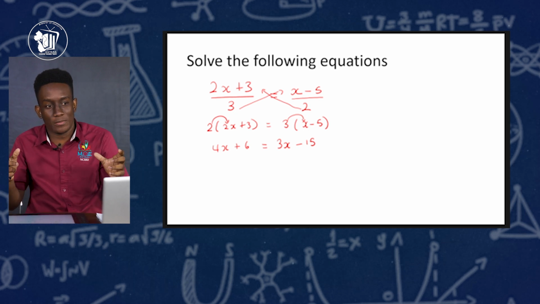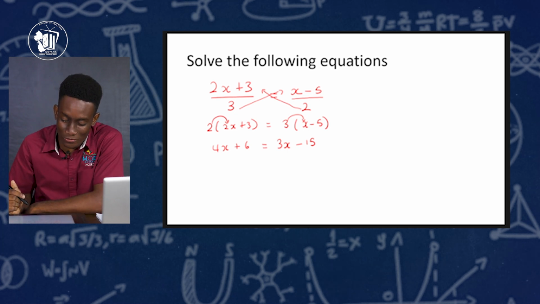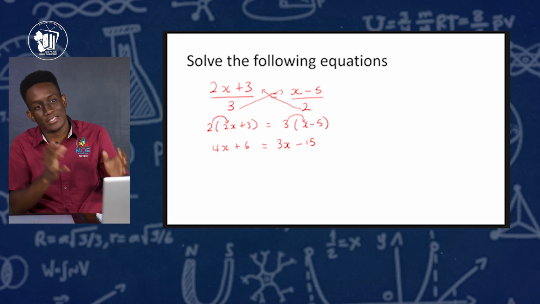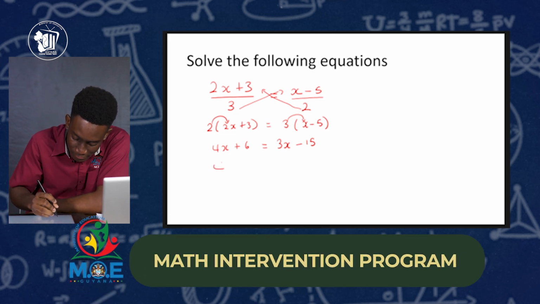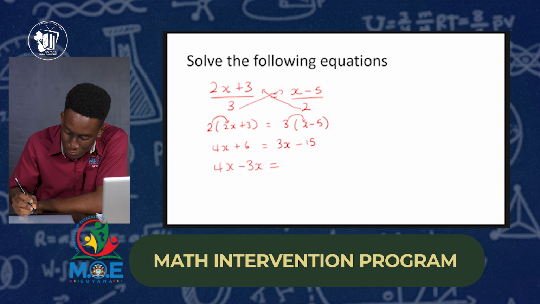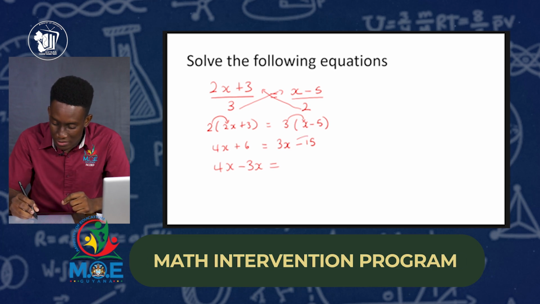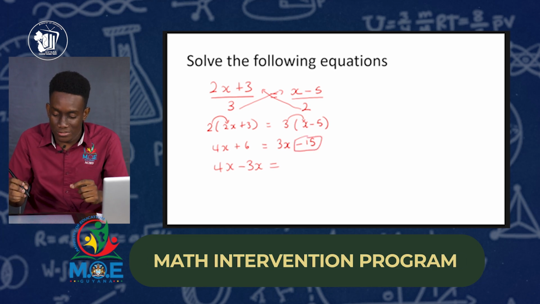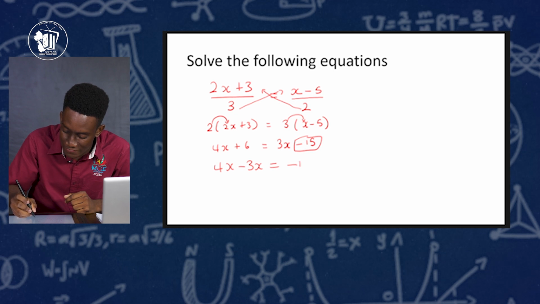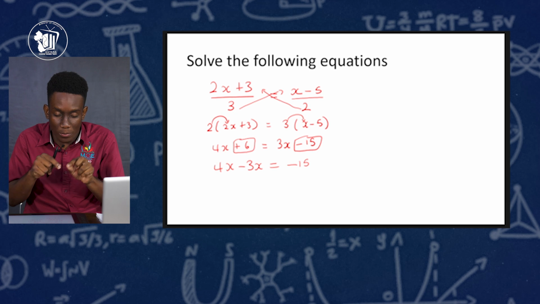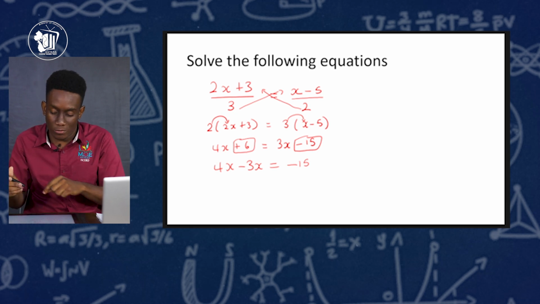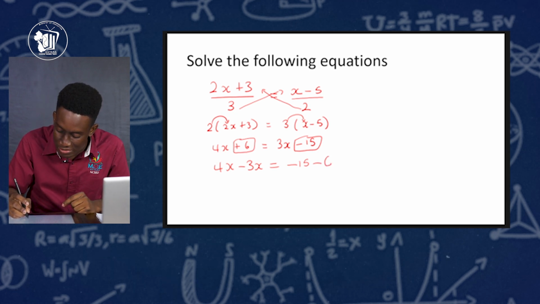So you put all the terms that are like together on one side of the equation. So you bring over all the x's on the left hand side. So we'll have 4x subtract 3x is equal to, now we have to be careful with the signs here. So we're left with minus 15, and when we take over this plus 6, it will become the opposite. It's adding, so when we take it over, it will subtract. This will become subtract 6.